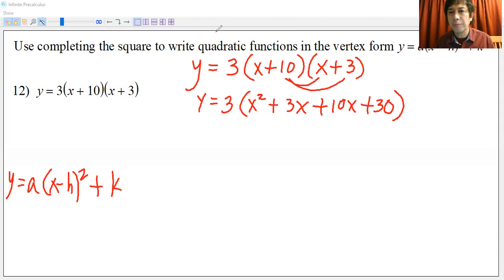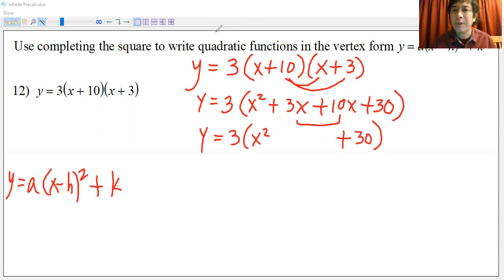Now we will have to combine something for simplification. We can combine this, and the rest will be copied. So y is equal to 3 times x squared, and then you have the plus 30. What happens to the 3x and 10x? You will add the 3x and the 10x. They're both plus, so we will have plus 13x.